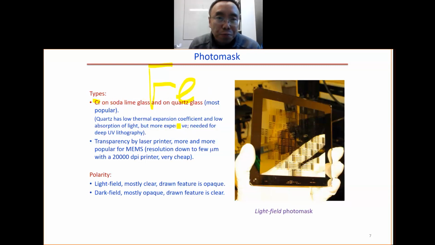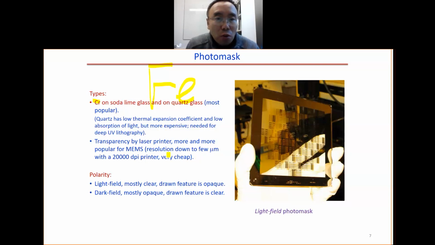Secondly, chrome is very chemically stable. No acid or base can etch away the chrome because it forms a very dense chrome oxide on the surface. So chrome can be etched by a compound etchant, but not by a single acid or single base.